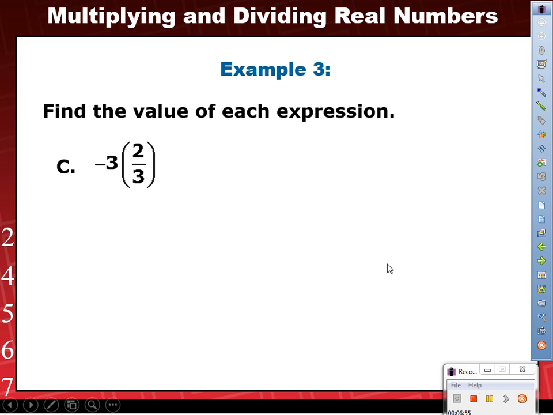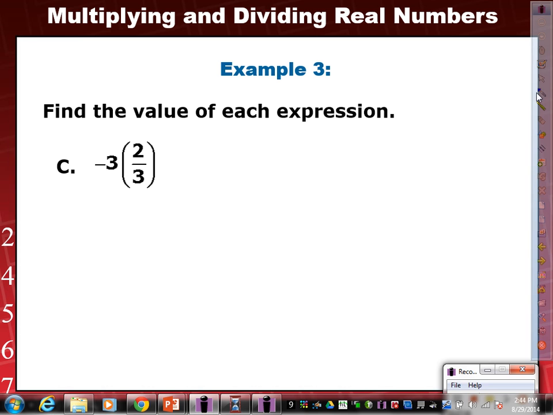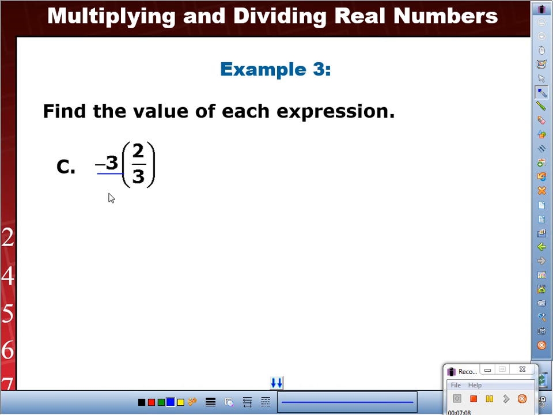Copy this one. You have 25 seconds. Negative 3 times 2/3. So for this one, once again, write the 3 over 1, and this becomes a negative. 2 times 3, that's 6. 1 times 3, that's 3. Simplify, that's negative 2. So far, so good? Copy this one down, please.